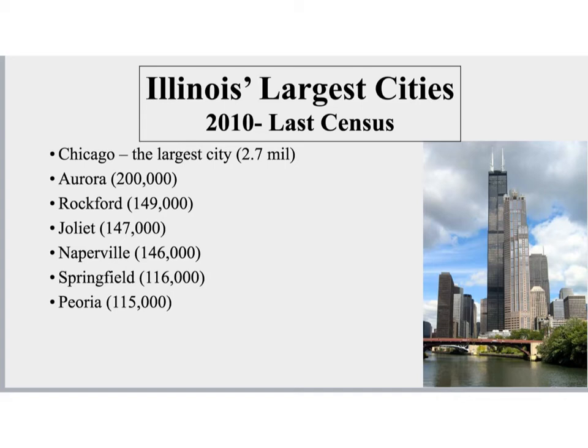Illinois' largest cities from 2010. Chicago is the largest city with 2.7 million. Next would be Aurora with 200,000, Rockford with 149,000, Joliet with 147,000, Naperville, then Springfield, and then Peoria. So we see we have a very large state with a large population, and as a result, we get a large portion of representation. Please make sure that your notes are complete.